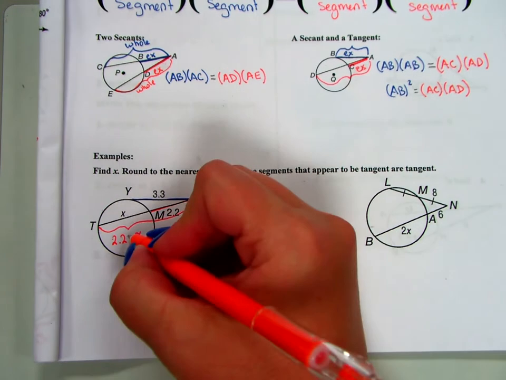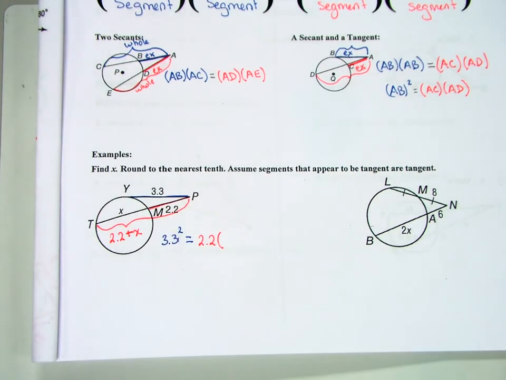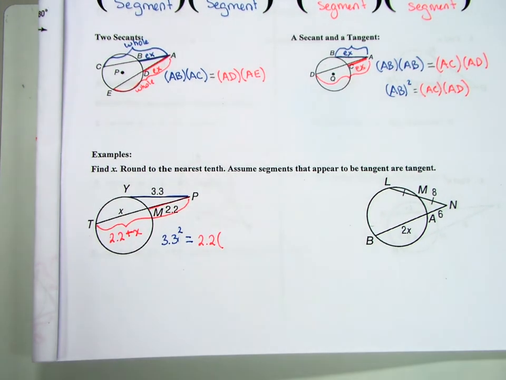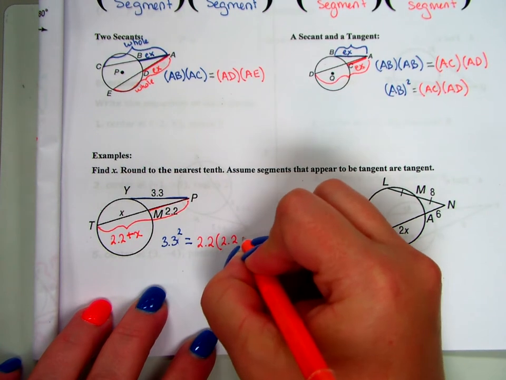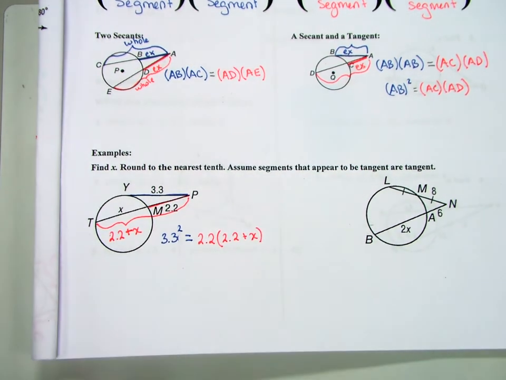2.2 plus x. We just did a whole warm-up on segment addition so that you could figure that out right there. That's the whole reason we did the warm-up. Was so we would remember it's not 2.2 times x. It's I have to walk 2.2 plus I have to walk x. 2.2 plus x. Okay? All right, so now let's solve this.